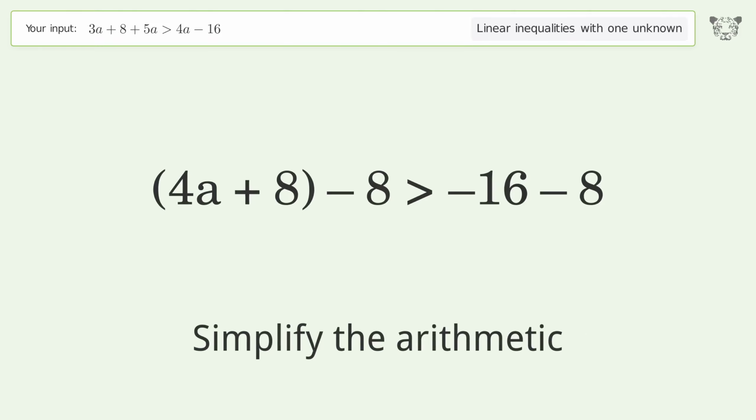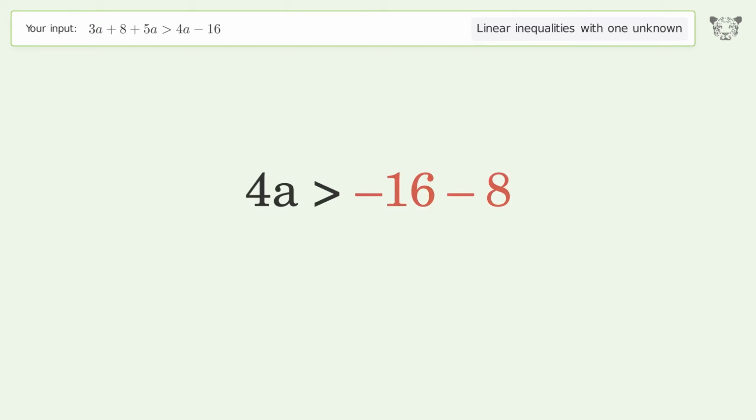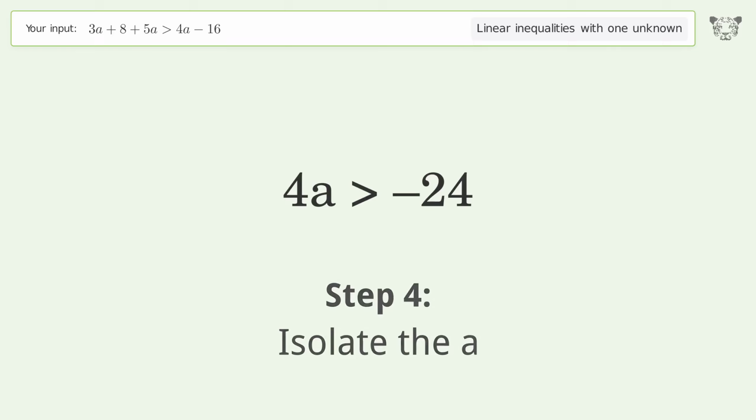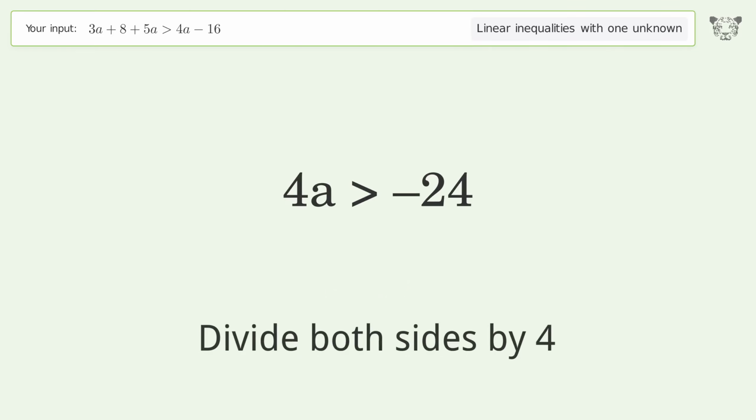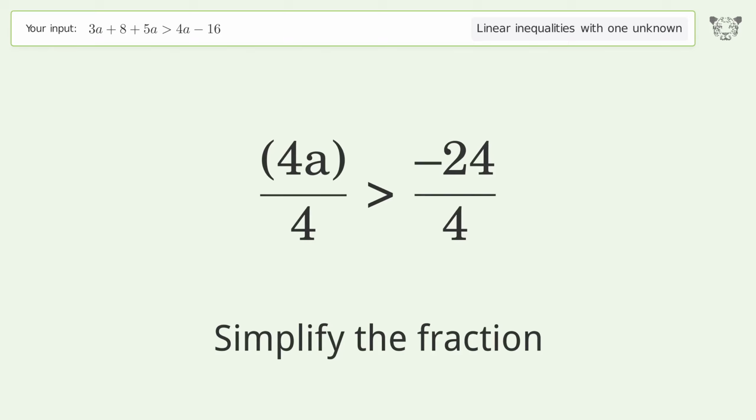Simplify the arithmetic. Isolate the a. Divide both sides by 4. Simplify the fraction.